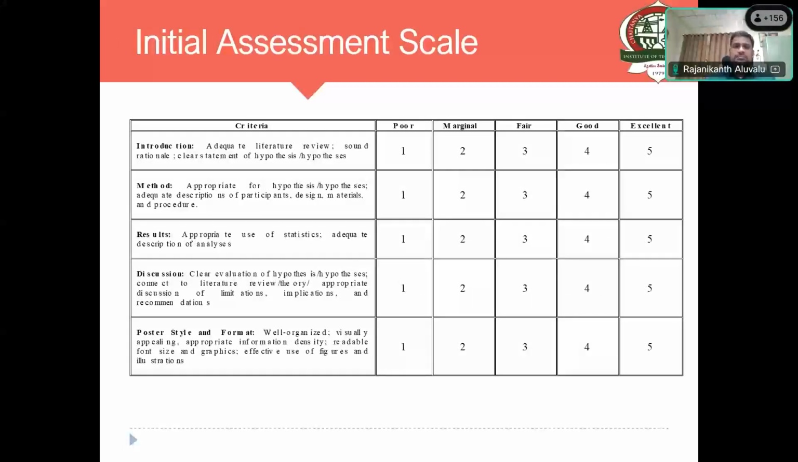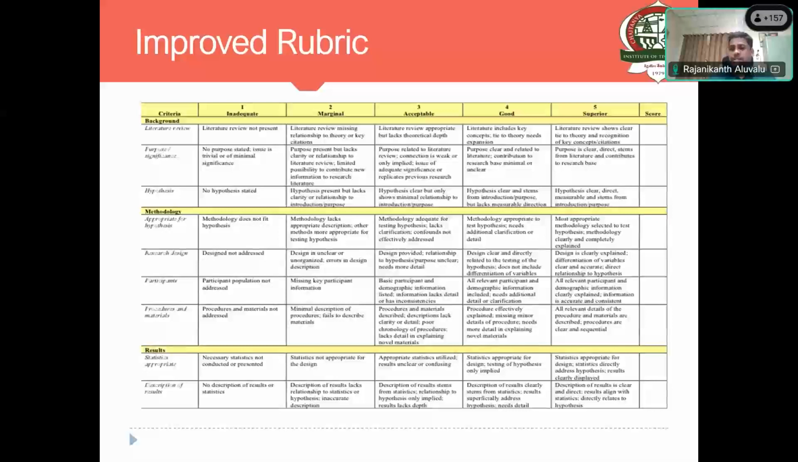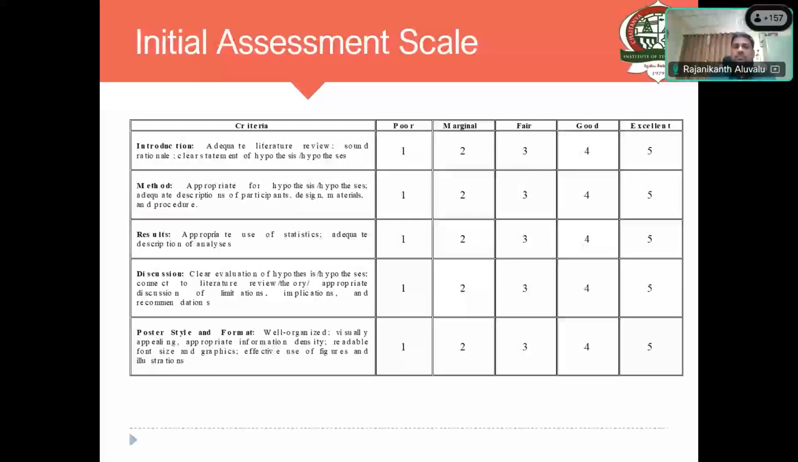This is a scale you can look at further. This is an initial assessment scale, and further a bigger one: poor, marginal, fair, good, and excellent. No proper definitions. And this is a rubric, so you can see the difference. A scale is further converted into a rubric.